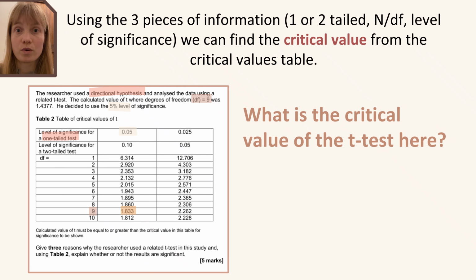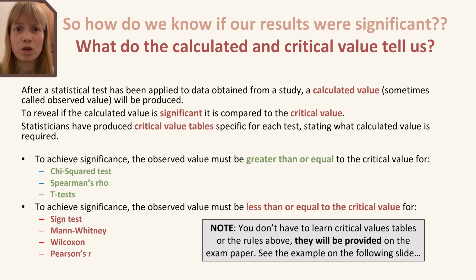Now that we know our test is one-tailed, given that it literally states directional hypothesis, the p-value is smaller than or equal to 0.05, and the degrees of freedom is 9, we can look up the critical value for this t-test from the critical values table provided. In this case, the critical value is 1.833.